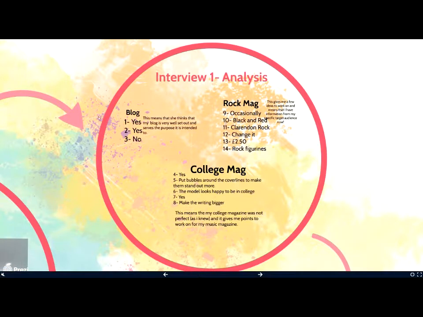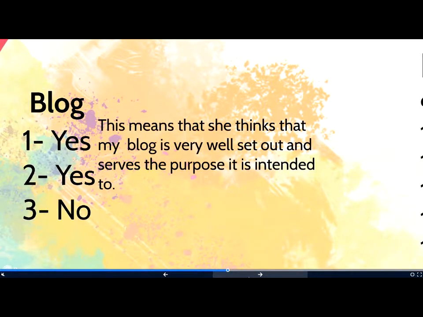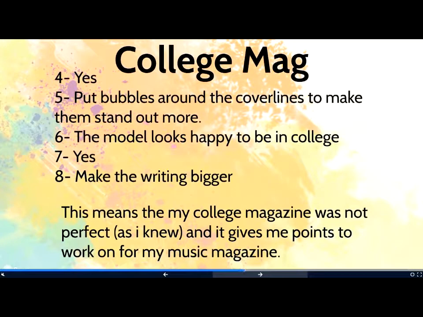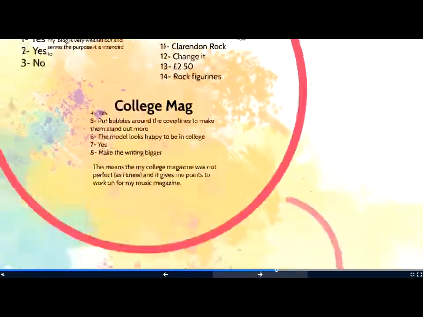And then I analysed her answers. The questions are further down, so you can see the questions with the answers. I just numbered them for ease. And I said what her answers told me as well. So I had 3 sections to my questions: the blog, the rock magazine, and the college magazine, I think. So I had her answers and what it meant for me. Same with the college magazine, and the same with the rock magazine.